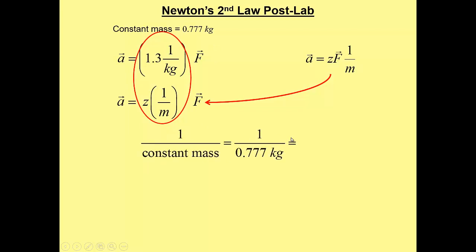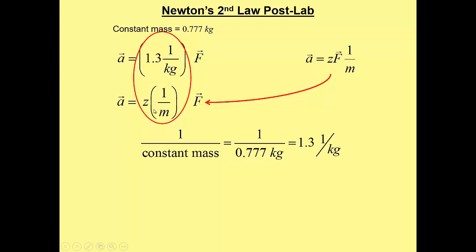In my case, that's 1 over 0.777 kilograms to 2 sig figs. You know what that is? That's 1.3, 1 over kilogram. Well, look, that is the slope we got in the original part of the lab. So if 1 over the mass is 1.3, 1 over kilograms, and our slope is 1.3, 1 over kilograms, then what does z need to be?